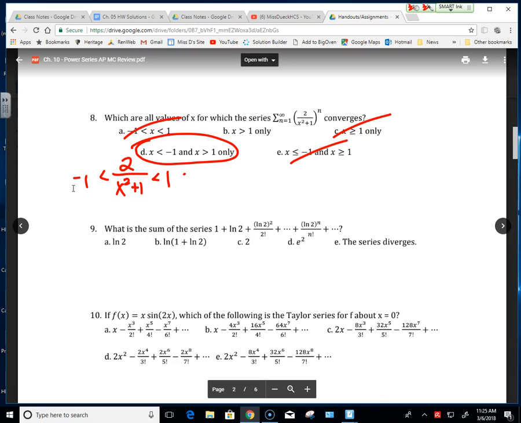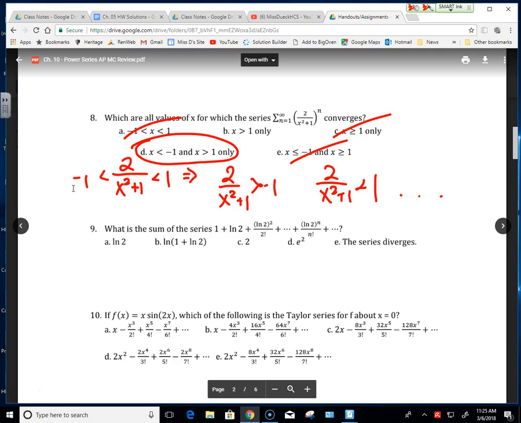So the better way is that you probably should have split it and said, hey, 2 over x squared plus 1 needs to be greater than negative 1, and 2 over x squared plus 1 needs to be less than 1. You guys have already seen why the answer is what it is. I'm not going to belabor the point any further, but it would have been a smarter idea to split it up, then solve, because with inequalities, sadly, we can't just flip it.